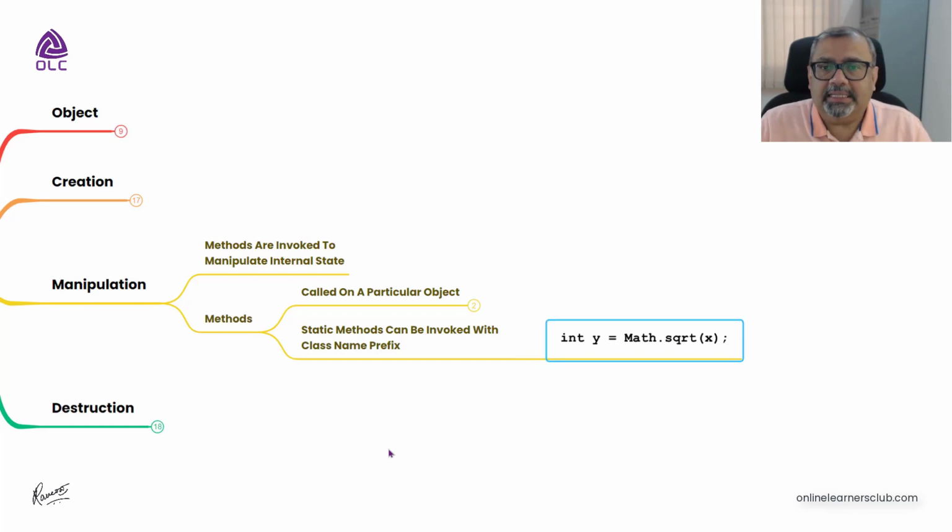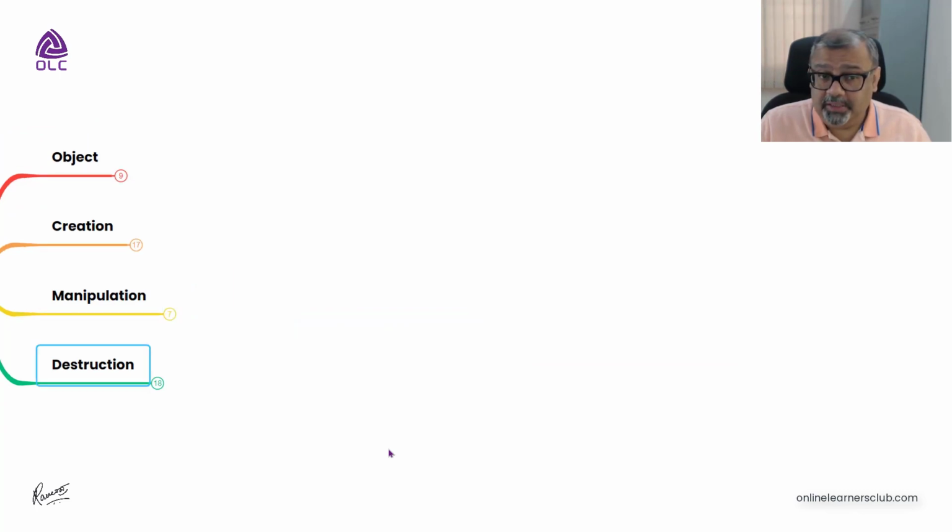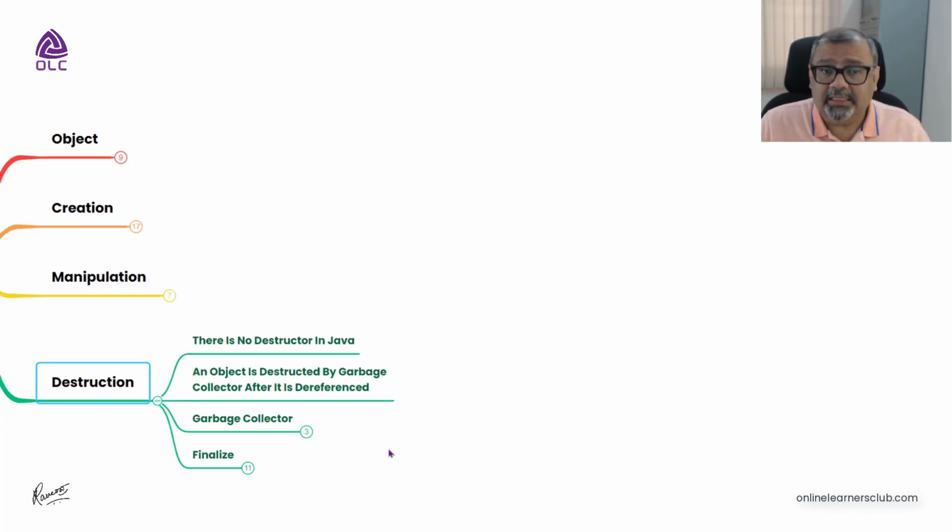And this is an example where you see an invocation of a static method, where Math is a class. It belongs to the java.lang package, and Math.sqrt of some variable x is what a static method is all about, and it returns the square root of that particular number you pass. All right, so this is about manipulation.